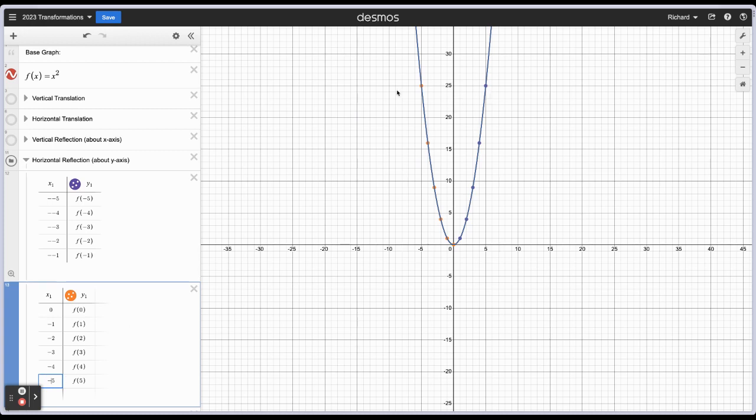It looks the same. So the reason why is because if you reflect about the y-axis, like so, if you reflect about this axis here, because our graph is symmetrical, which means that the left-hand side is the same as the right-hand side through the middle of it, when we flip the graph, it actually looks exactly the same.